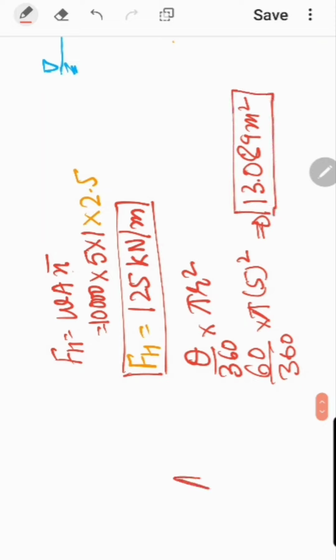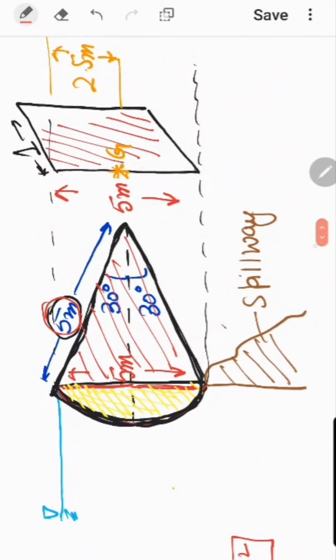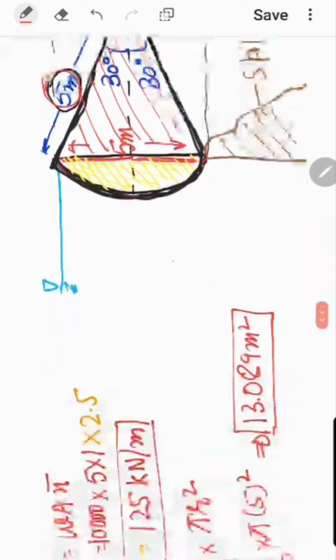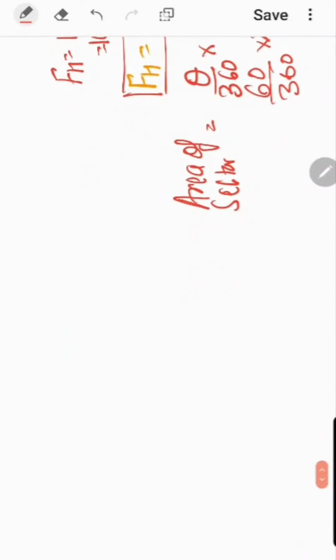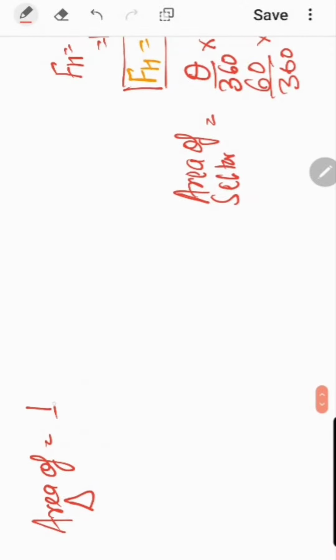Now from this area of the sector, you have to subtract the area of the triangle. So first of all, we need to find the area of the triangle, that is shaded with red in our diagram. Area of the triangle is going to be half base into height. The base of the triangle is 5. So it is 5 into height of the triangle.